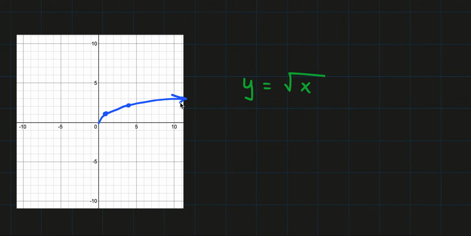It looks like this. And this is the entire graph. It stops right at 0, and then it goes this way forever. This graph, you can see, is not symmetric about the x-axis, the y-axis, or the origin.